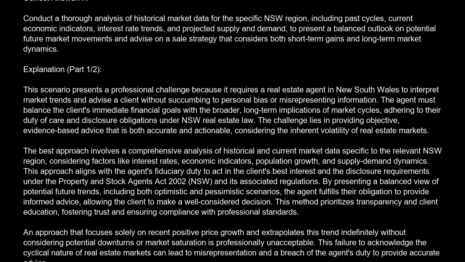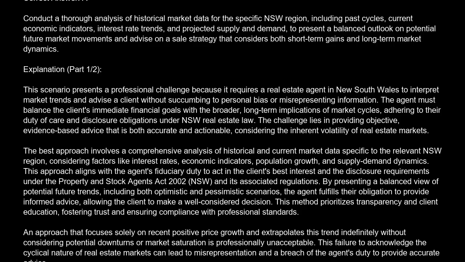The challenge lies in providing objective, evidence-based advice that is both accurate and actionable, considering the inherent volatility of real estate markets. The best approach involves a comprehensive analysis of historical and current market data specific to the relevant NSW region, considering factors like interest rates, economic indicators, population growth, and supply-demand dynamics. This approach aligns with the agent's fiduciary duty to act in the client's best interest and the disclosure requirements under the Property and Stock Agents Act 2002, NSW, and its associated regulations.